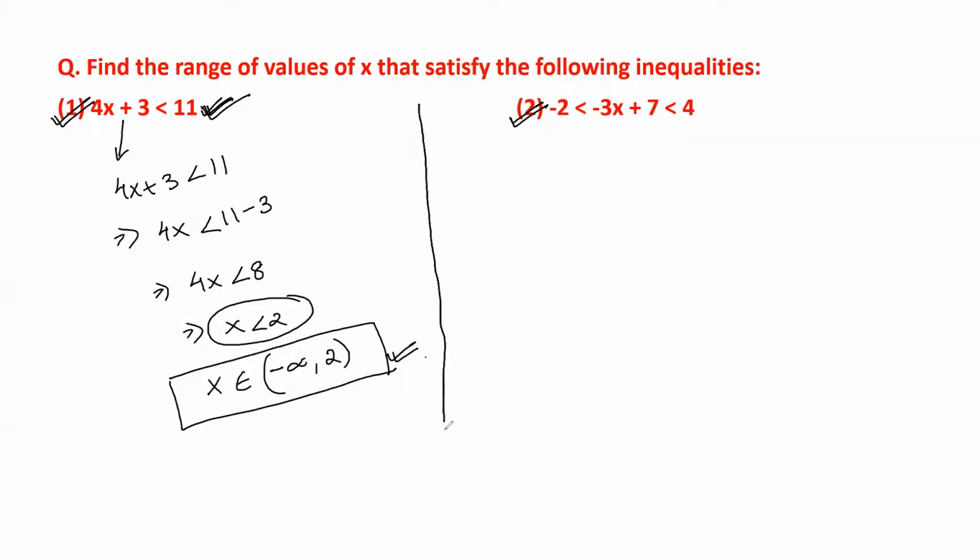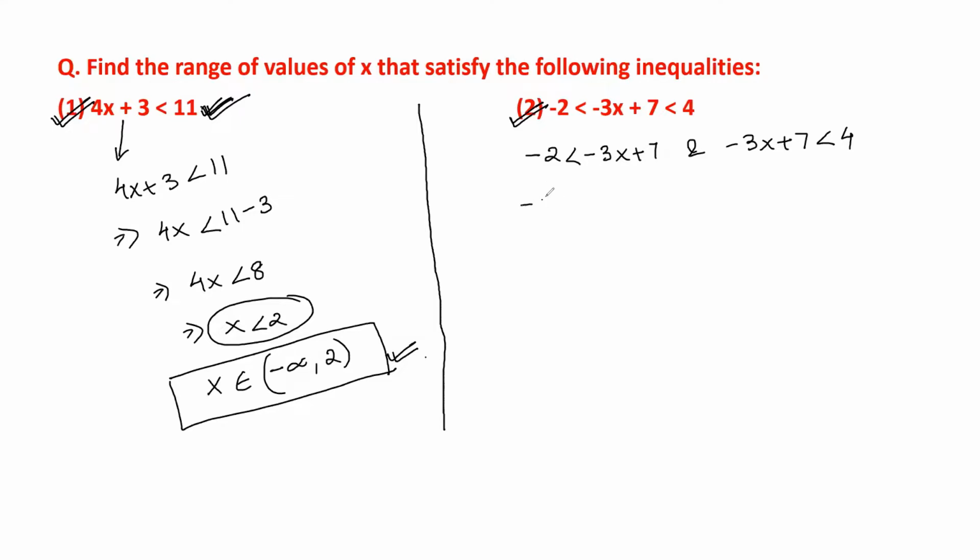Now let us see the second inequality: -2 < -3x + 7 < 4. Well, we can solve it separately or we can solve it directly as well. Let me show you both the methods. So the first one is -2 < -3x + 7 and -3x + 7 < 4.